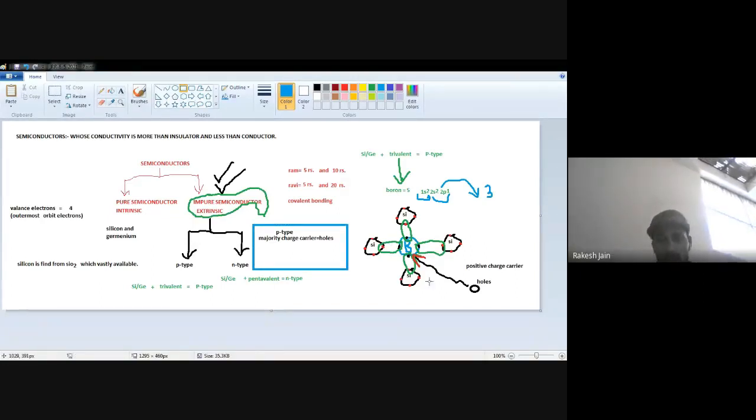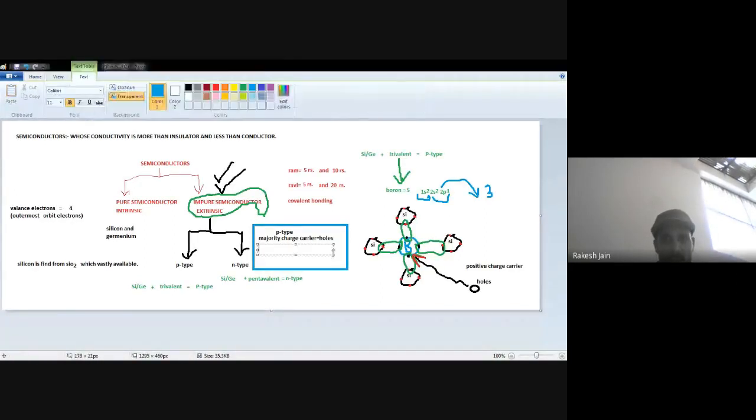Now there were too many electrons. Previously, before this combination, there were too many electrons, but now too many holes are there. It means electrons now decrease. Electrons now decrease. It means they are the minority charge carriers. So in the p-type semiconductor, the minority charge carriers are electrons.